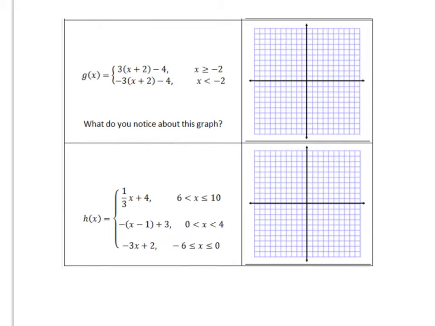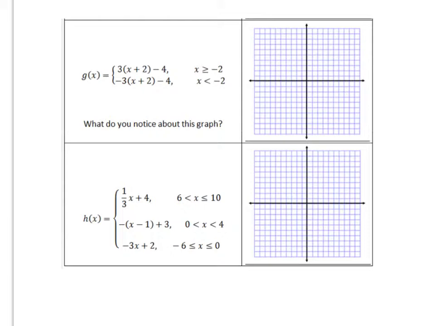In this video, I'm going to go over how to graph a piecewise function when you know the equation. We'll start with this first function, g of x, and I'm going to start by looking at the domain restrictions. The domain restrictions here tell us that a part of the graph is going to show up where the x values are greater than or equal to -2, and the second part of the function is going to show up when x is less than -2.